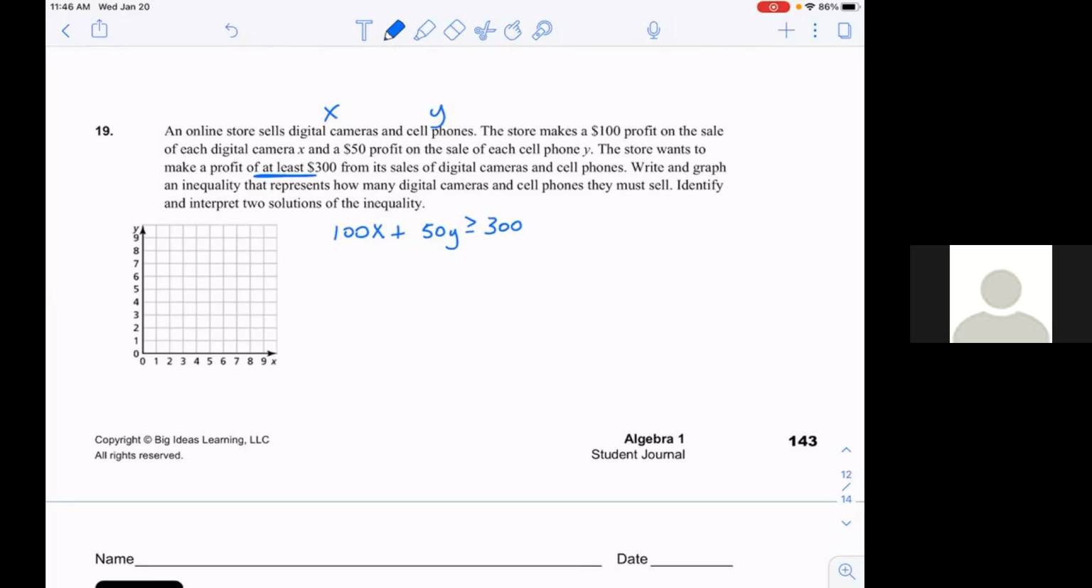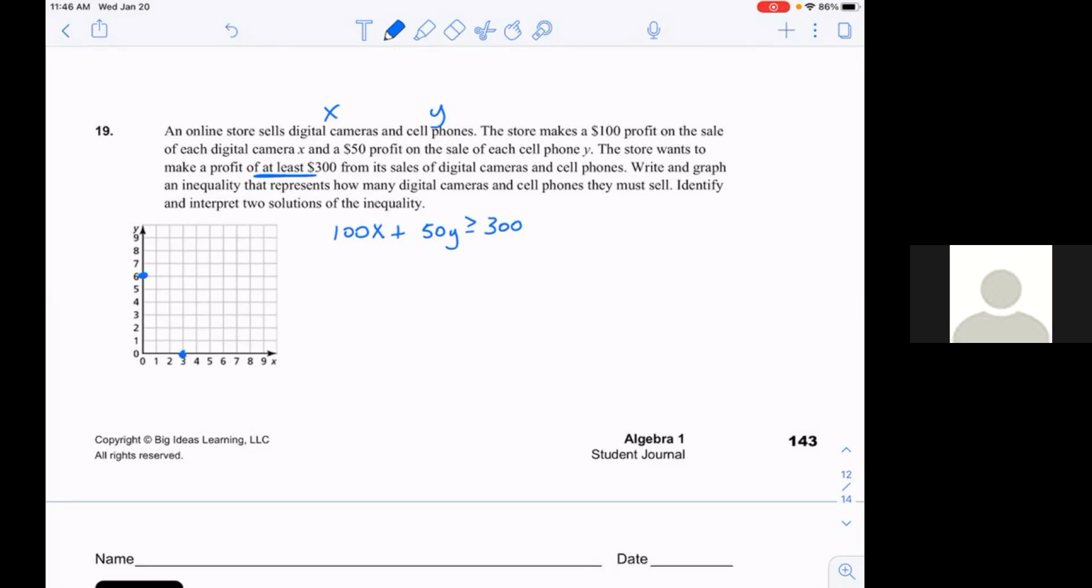All right, we got to graph this. So again, it's still the same thing. I am going to cover up the 50y. So 100x equals 300. So what is my x-intercept? 3. 50y equals 300. So the y-intercept is 6. We're going to draw a line here.